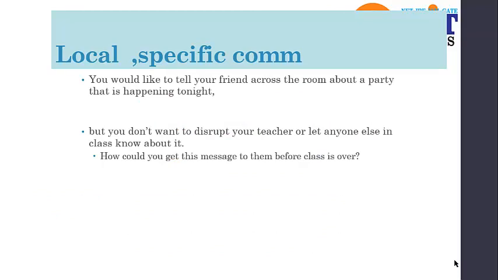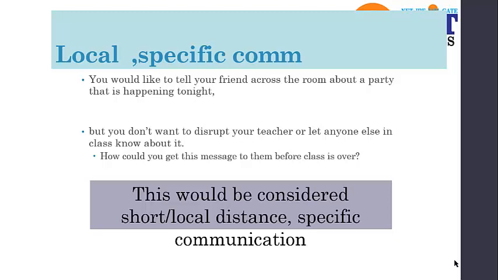Suppose, what is local and specific communication? Suppose there is a classroom, and in that classroom you want to tell something to your friend, but you don't want to disturb any other friends or teachers. This is called the local or specific communication. Now this communication works in very short distance, local distance. So we will see in that example cells also.